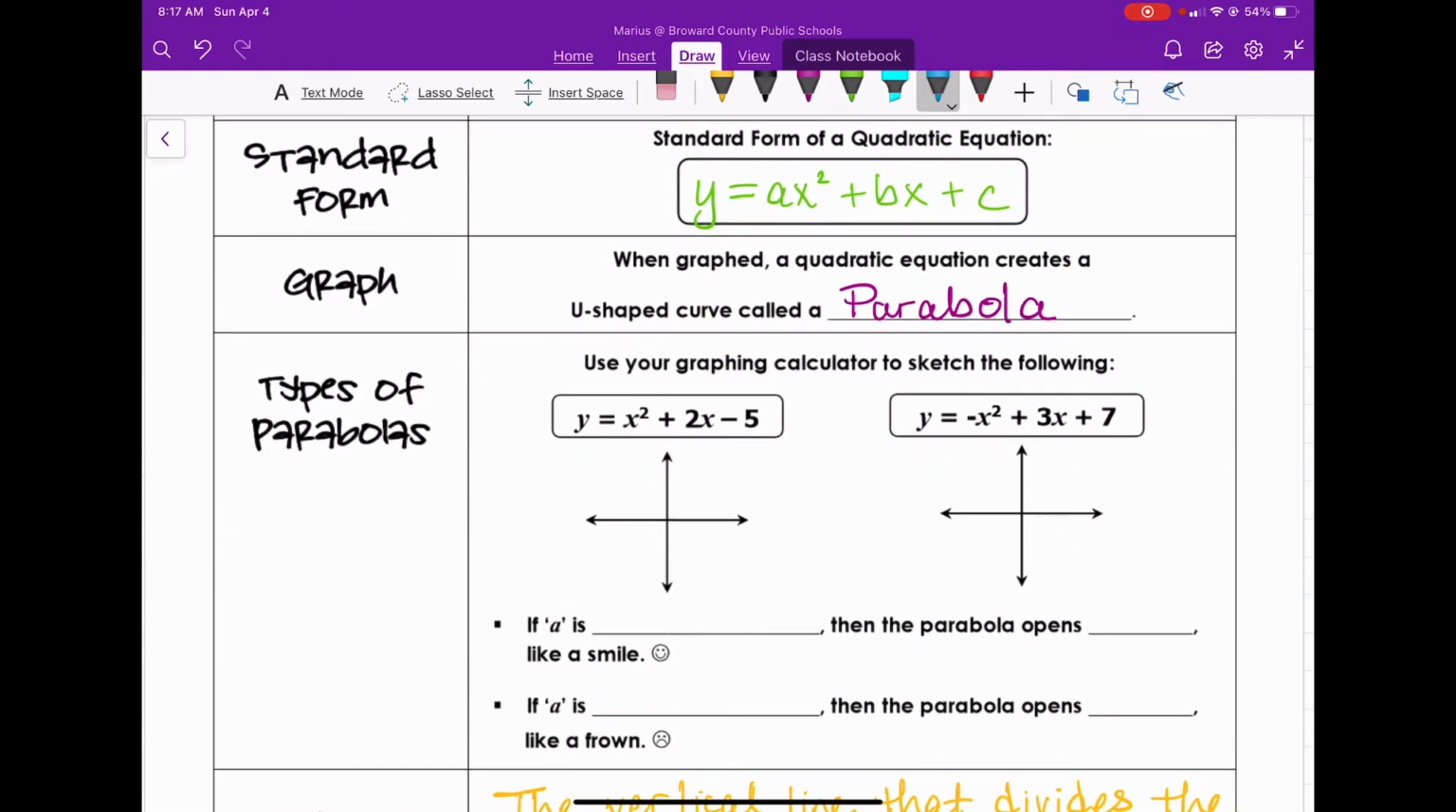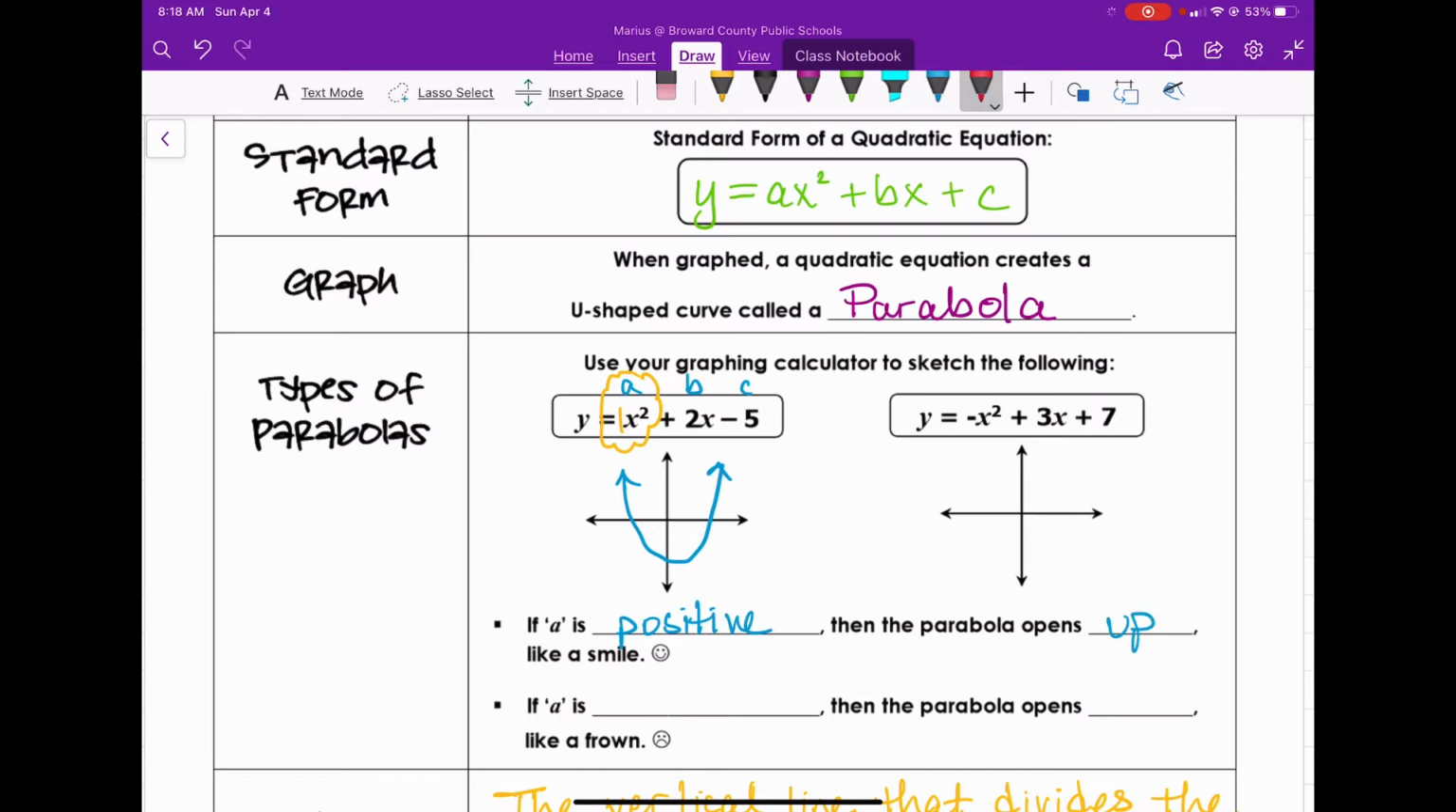The standard form of all quadratic equations is y equals ax squared plus bx plus c. The graph of a quadratic equation is called a parabola, the U-shaped curve. When graphing a quadratic where a is positive, and remember, a is the leading term, here a is positive 1. So when a is positive, the parabola opens up.